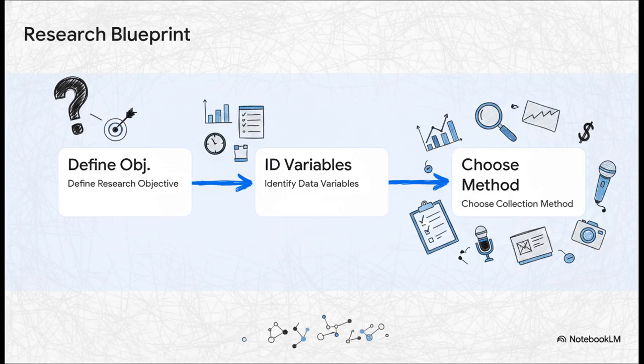No vague ideas here. Step 2 is identifying your data variables. These are the relevant, measurable factors that will actually answer that research question of yours. And Step 3 is choosing the appropriate data collection method to gather those variables, keeping in mind the resources you actually have available to you.